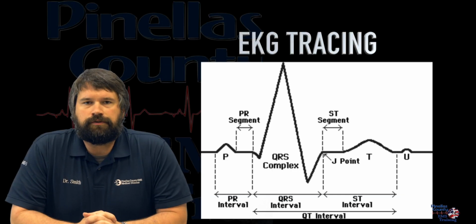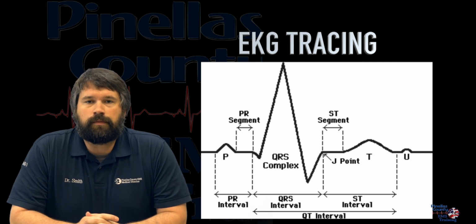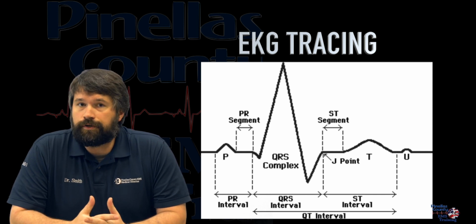So let's review the EKG tracings. The P wave represents atrial depolarization. The PR segment is where the electricity slows down through the AV node and allows the heart time to fill up the ventricles. The QRS complex represents ventricular depolarization or contraction.